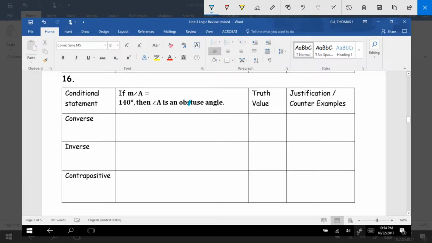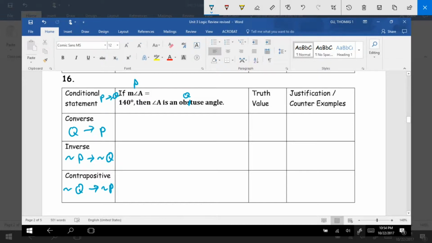angle. All right, so the converse, remember we're going to switch. It's going to be if Q, then P. I'm going to just write all of these. If not P, then not Q for inverse, and if not Q, then not P for contrapositive. And where's P? It's right here: if the measure of angle A equals 140 degrees. And conditional statement, if P, then Q. And Q is then angle A is an obtuse angle.